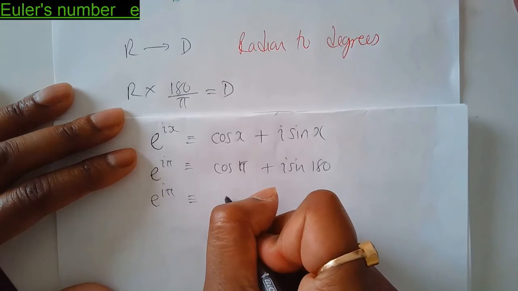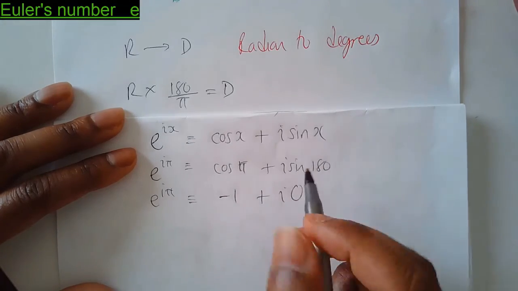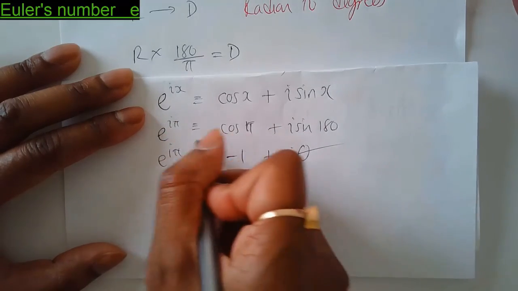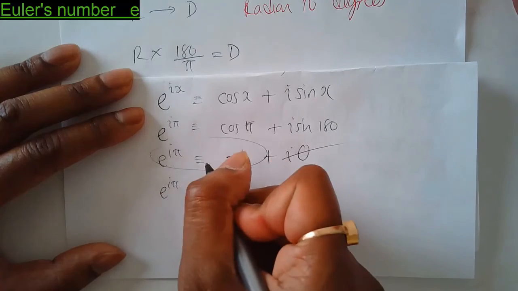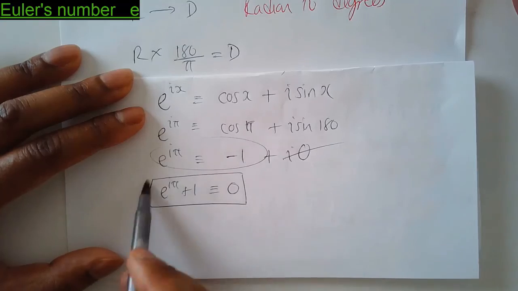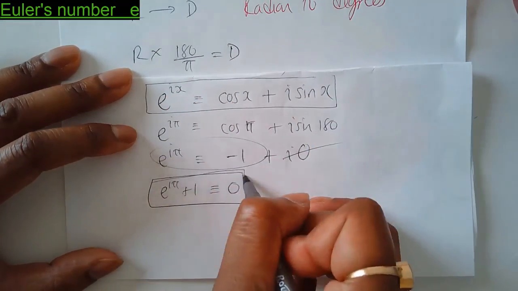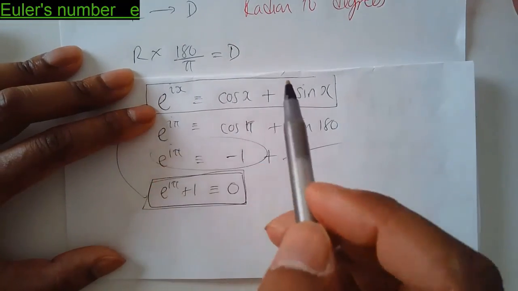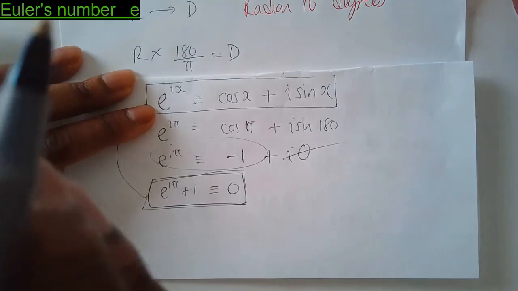Cos 180 is -1, sine 180 is 0. But you know 0 times anything is 0. So you're left with just that. I can bring that to the other side. Take that -1 to the other side, it becomes +1. That's what you have. That's what I showed you just a while ago. This is Euler's identity, and so is this one. But the thing about this one is that it connects Euler's number with trigonometry. And that's got its uses in electrical engineering.